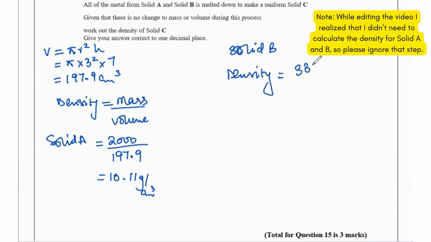3375 over 450. That gives us 7.5 grams per centimeter cube.